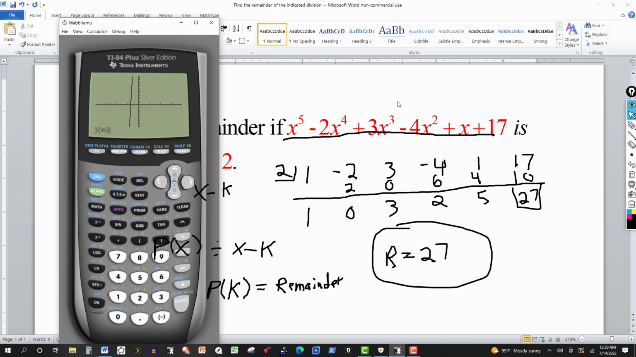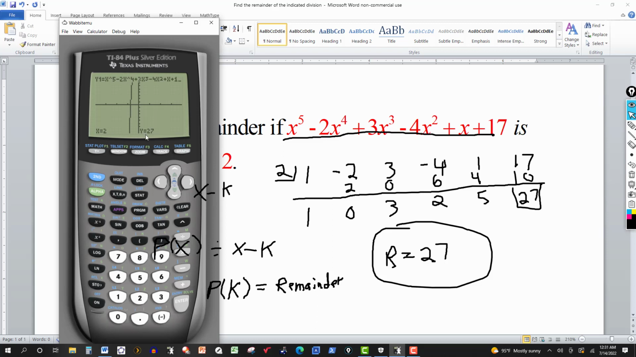So you want to know, if you evaluate this polynomial at some number, what is the result? Well, in this case, we want to evaluate it at 2, because that's what the remainder theorem states. If you divide the polynomial by x minus k, then p of k is the remainder. So what do we want here? K is 2, so enter 2, hit enter, and you get 27.